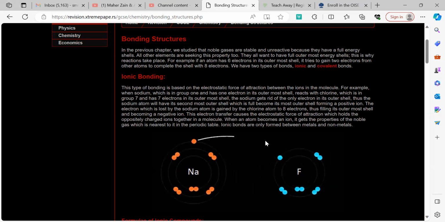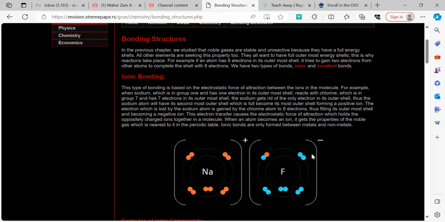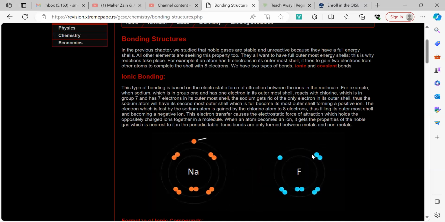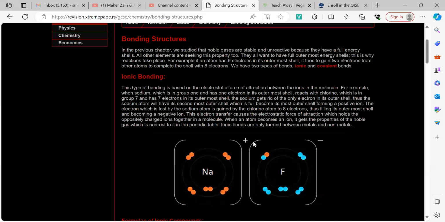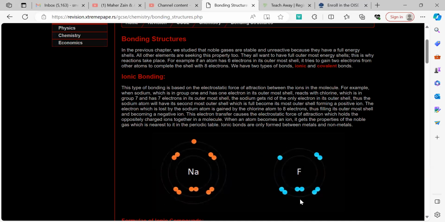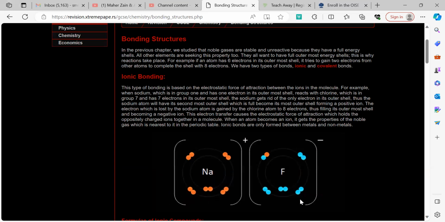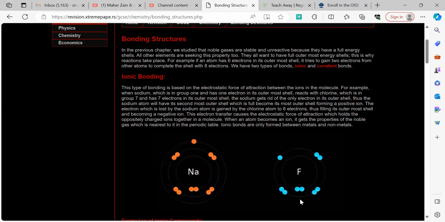However, fluoride has seven outer shell electrons. So what becomes easier for it? It is easier for it to gain one electron and thus become stable. Whenever you lose an electron, you get a positive charge, as represented over here, and when you gain an electron, it shows a negative charge on the fluoride atom. So fluoride becomes stable by gaining an electron, whereas sodium becomes stable by losing an electron.